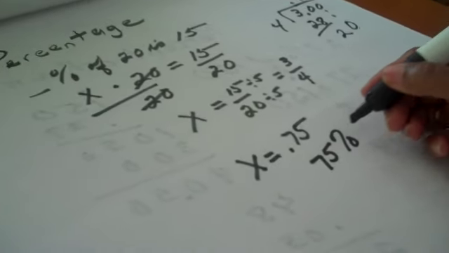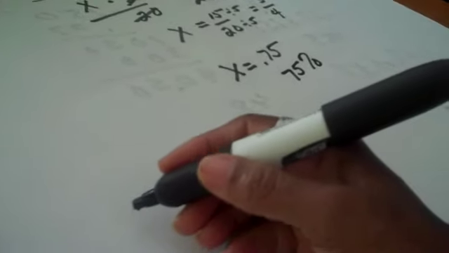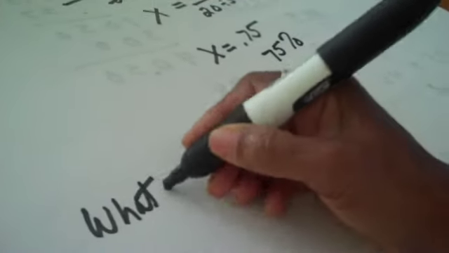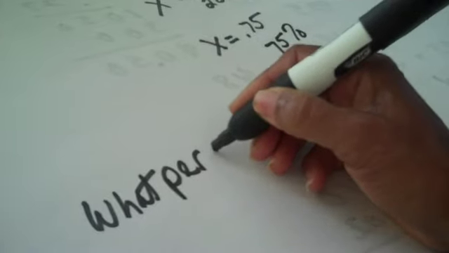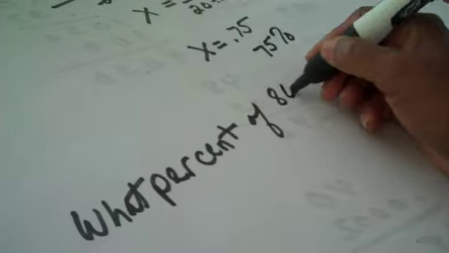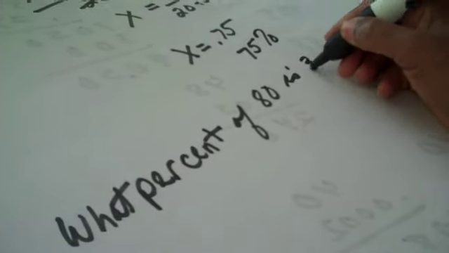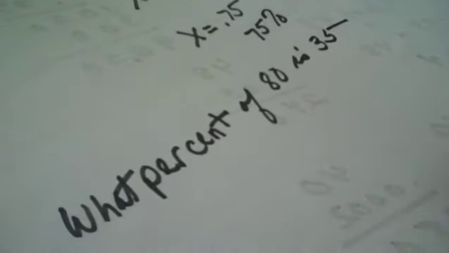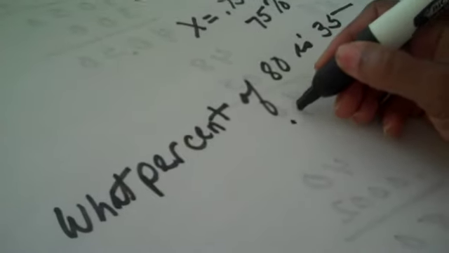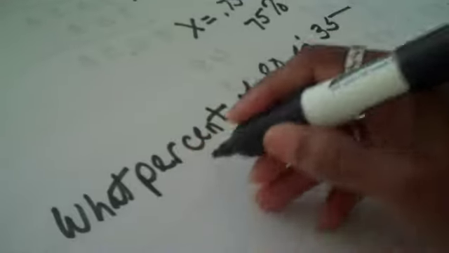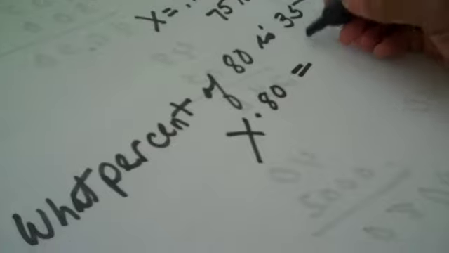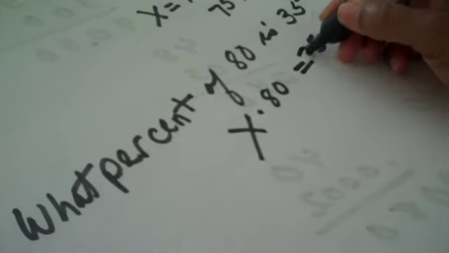Let's look at one more example. This time we're asking what percent, putting it in words, of 80 is 35. Okay, let's translate that into an equation. We know that's a times sign, and that's 80. And then what percent then is the X. The "is" is the equal sign, and 35 is the answer.